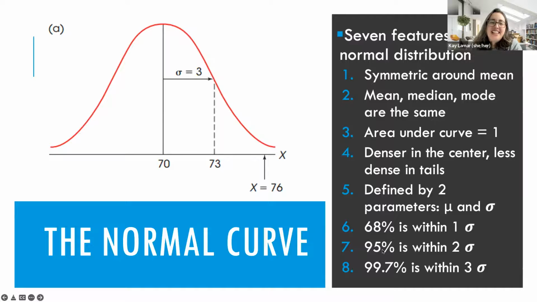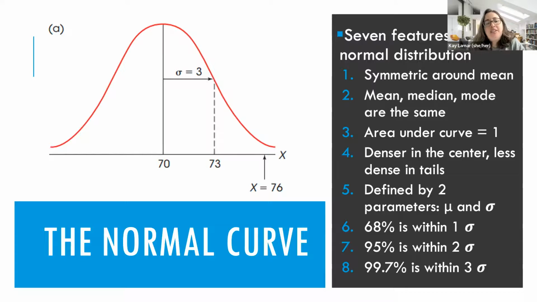Now, this 68, 95, 99.7, these 3 metrics, they're called the empirical rule. And so sometimes it's also called just the 68, 95, 99.7 rule. And it allows us to understand the percent of the sample or population that falls within each standard deviation of the mean.